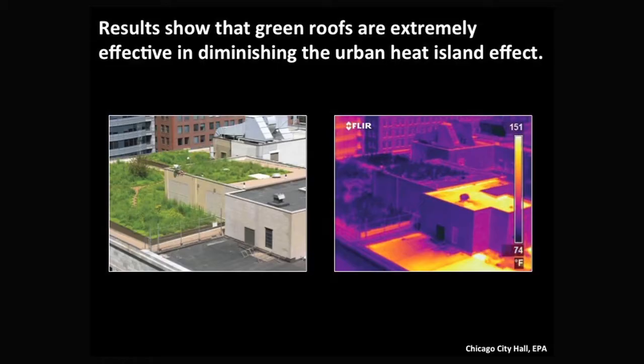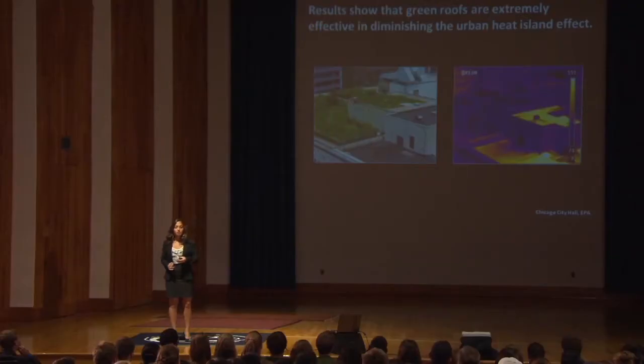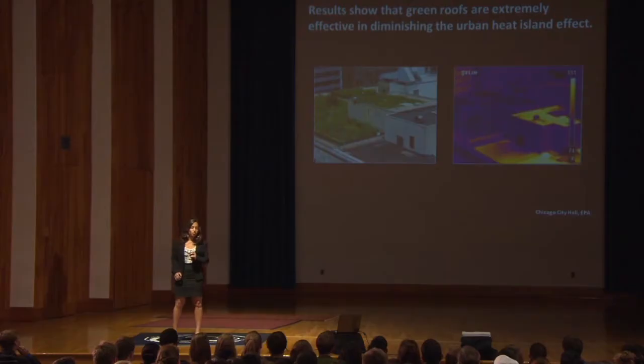This is showing the drastic difference between the surface temperatures of these two surfaces. We can see the conventional rooftop is reaching temperatures of 150 degrees Fahrenheit, whereas the green roof is only reaching temperatures of about 70 to 80 degrees. So this is a big difference. And the green roof not only has a cooler surface temperature, but it also has cooler air around it as well as inside the building.